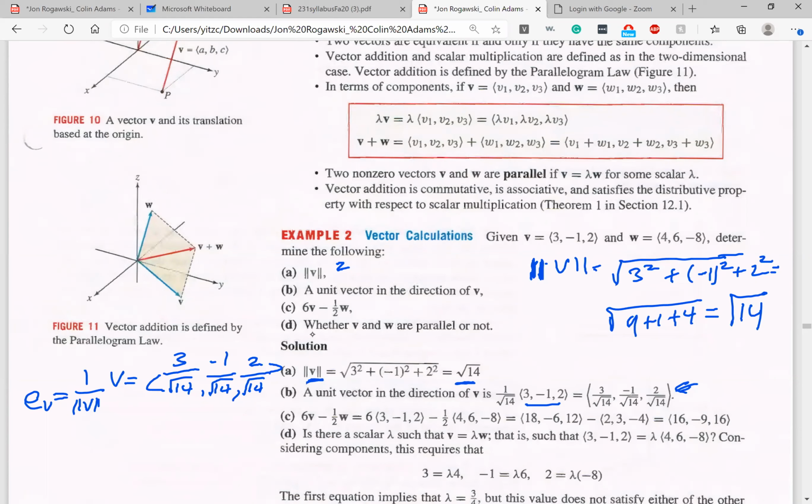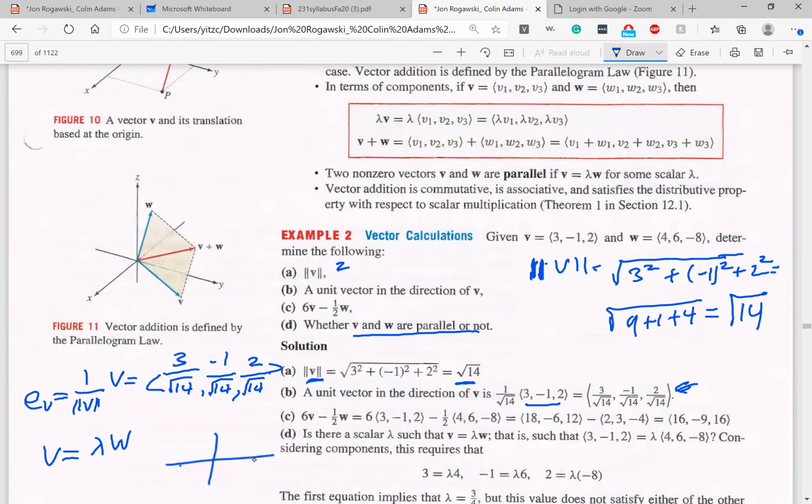Okay, 6V minus half W, that should not be too complicated. And then they want to know whether these 2 vectors are parallel or not. And the answer is, if they were parallel, then there would be some number lambda such that V is equal to lambda times W, right? Because let's say you have 2 vectors, and again, we're in R3 now, so here.